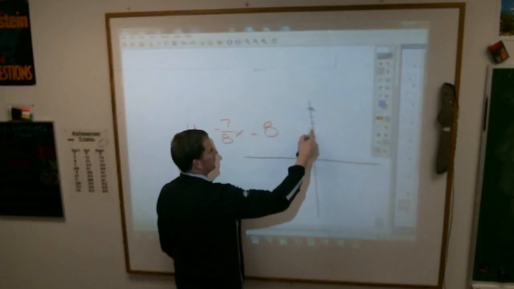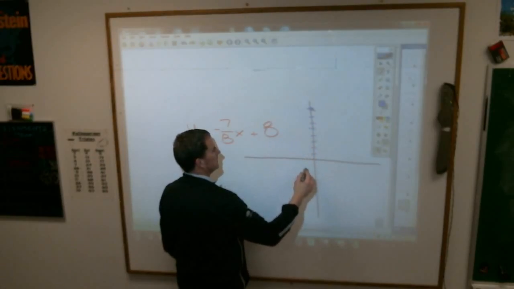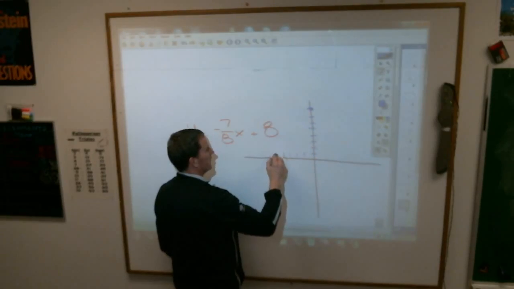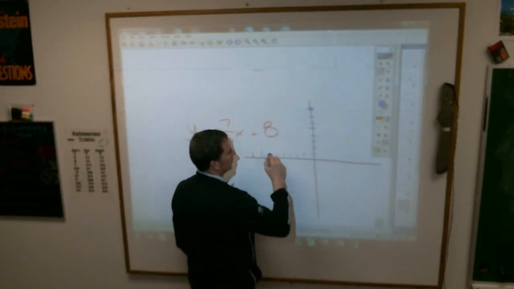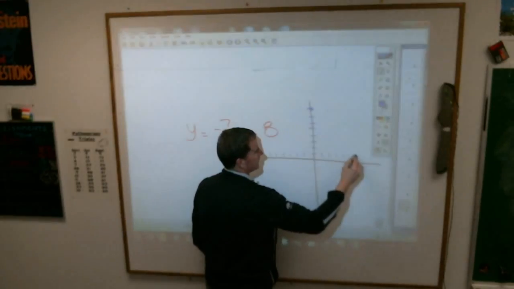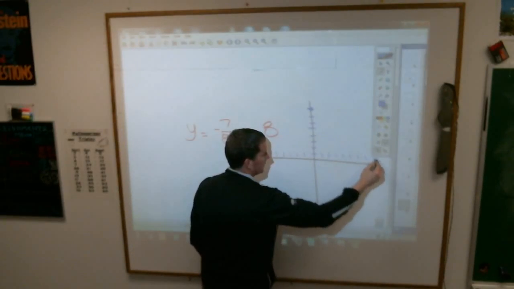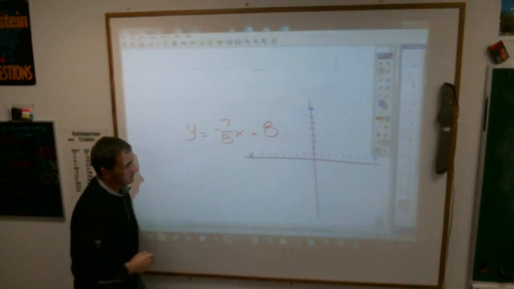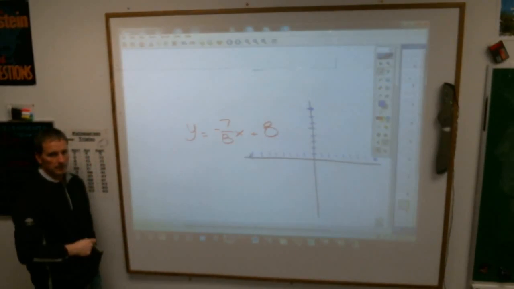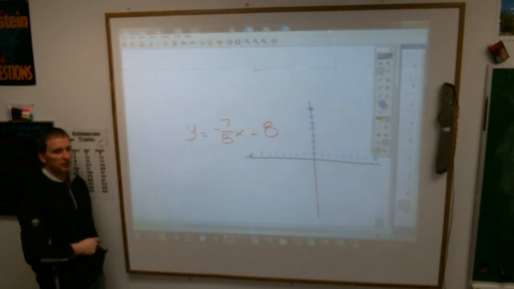Down 1, 2, 3, 4, 5, 6, 7, and either 8 over, 1, 2, 3, 4, 5, 6, 7, 8 over this way, or 1, 2, 3, 4, 5, 6, 7, 8 over that way. Which one shall it be? Dot on the left, dot on the right. Which one is negative slope?